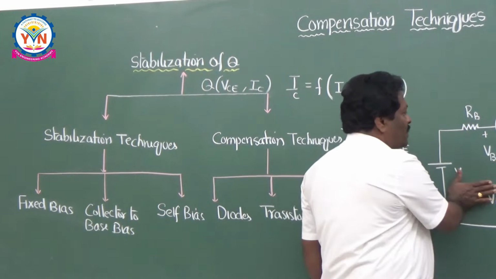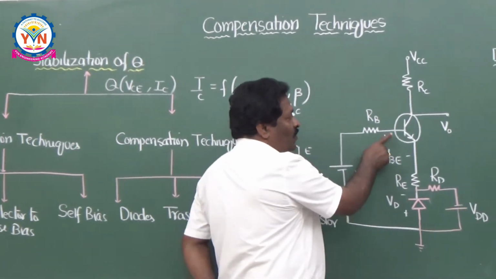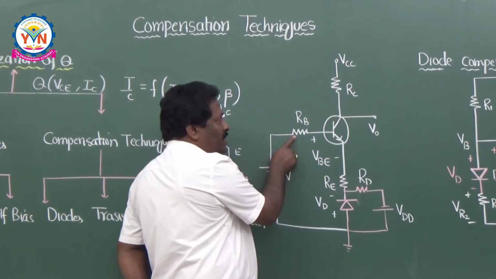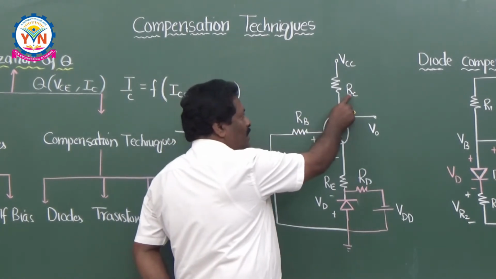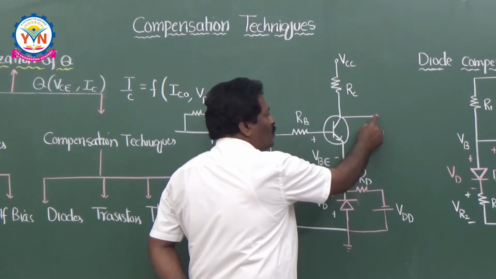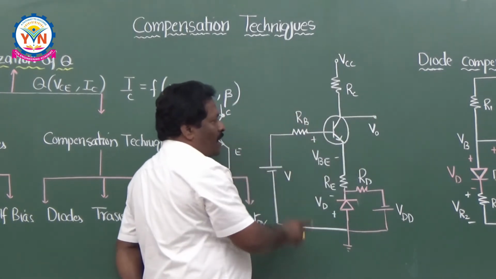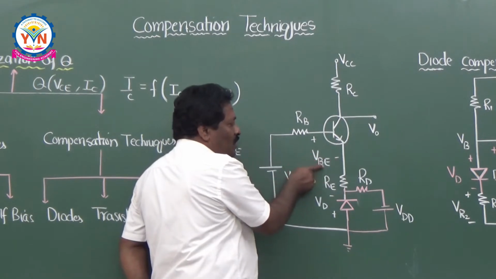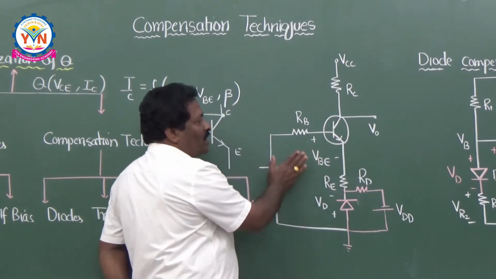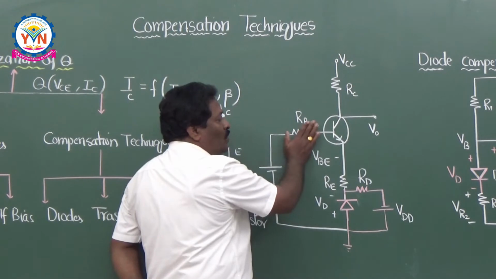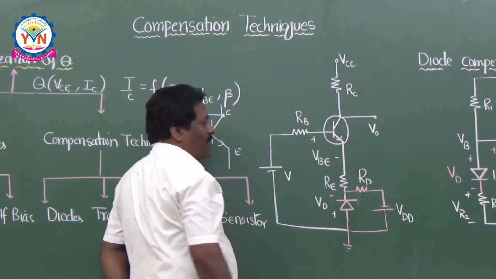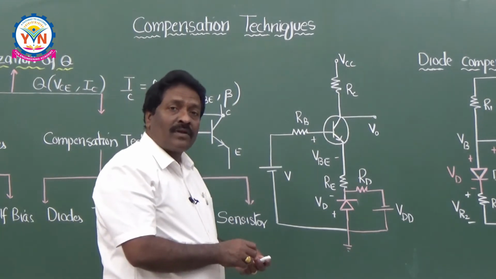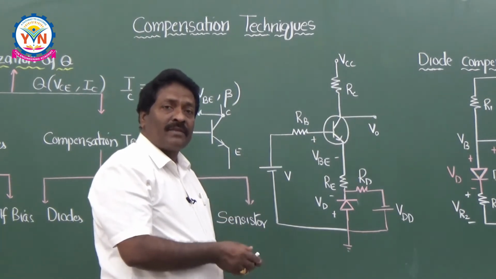If you take this circuit, as usual it is a common emitter configuration here, and RB is the base resistance, and RC is the collector load resistance. You are taking the output at the collector, and this is VBE, this is plus and this is minus, the base to emitter voltage here. I already told you this at the time of self bias. Indirectly it is a self bias circuit. Self bias, which is also called emitter bias, is much more famous.